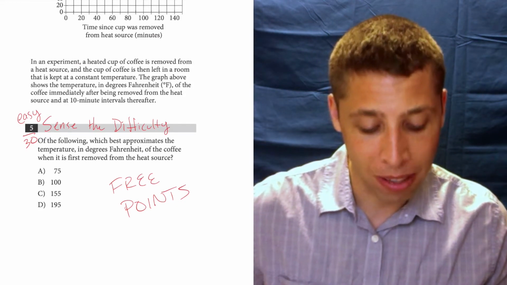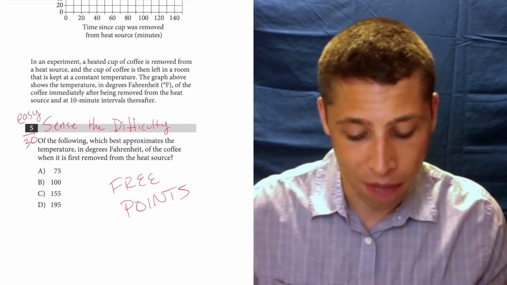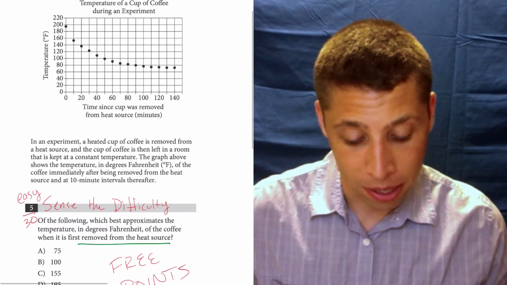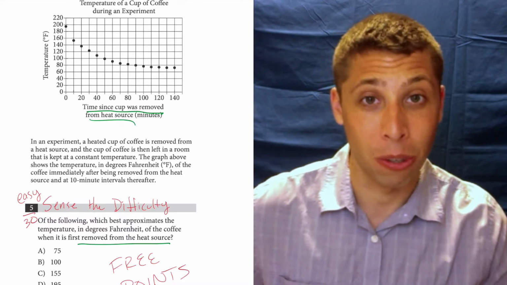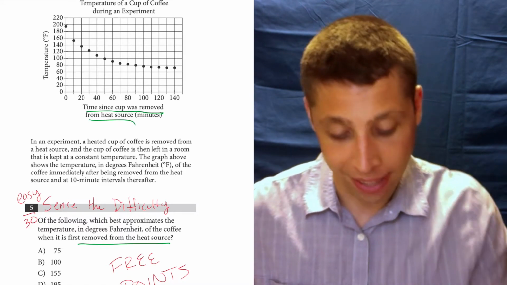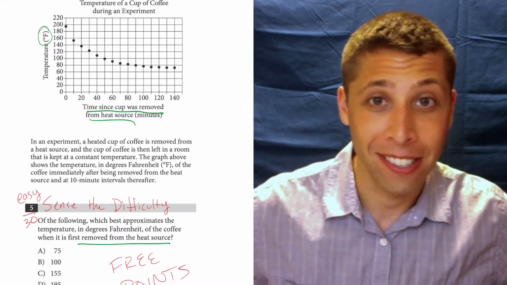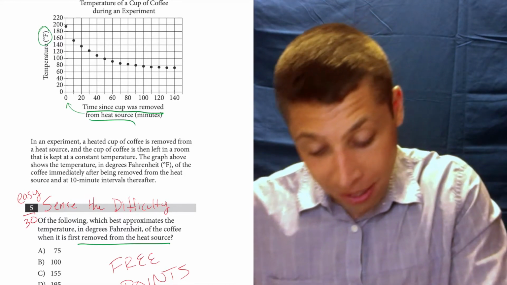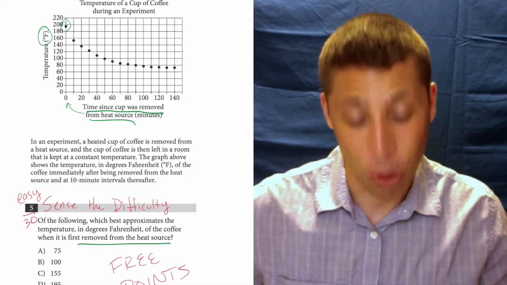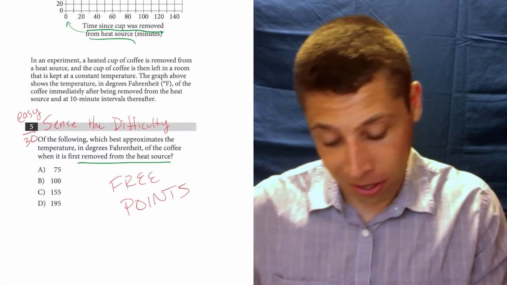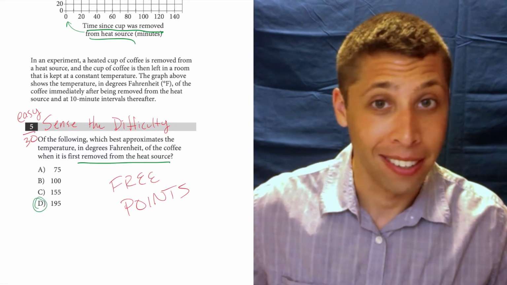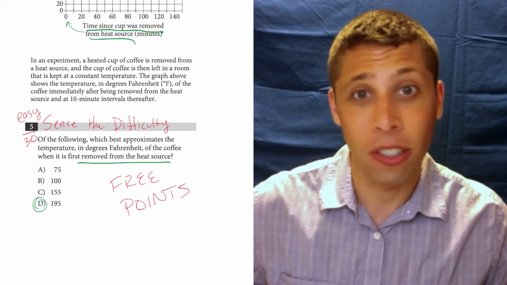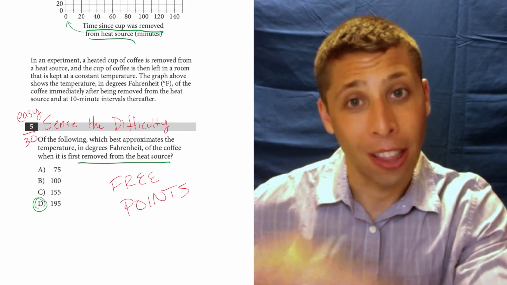Of the following, which best approximates the temperature in degrees Fahrenheit of the coffee when it's first removed from the heat source? Do I really need to know the story? No, because time since cup was removed from the heat source is on the x-axis, and temperature in Fahrenheit is on the y-axis. So when it was first removed, that's when the time was 0. What's the point? It's up here, between 180 and 200. What's between 180 and 200? 195. That's it. Notice, I don't need to know anything about temperature or coffee or the story to get it. It's literally just look at the right axis at the right point.